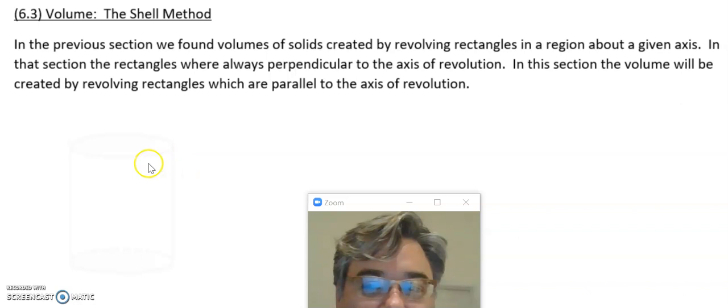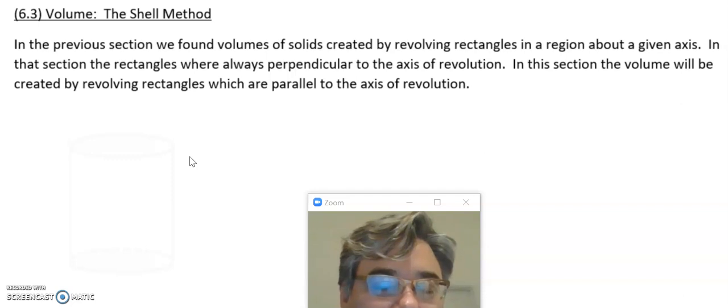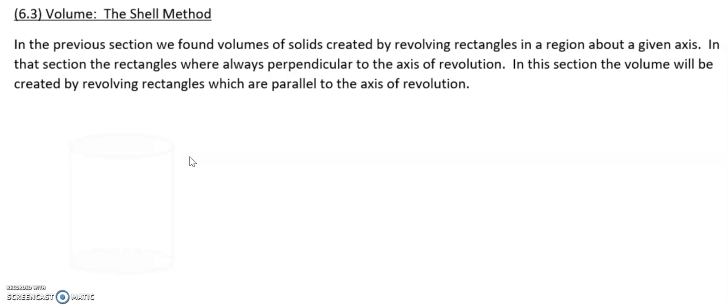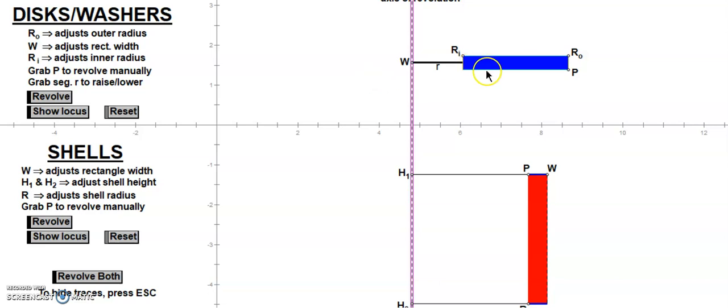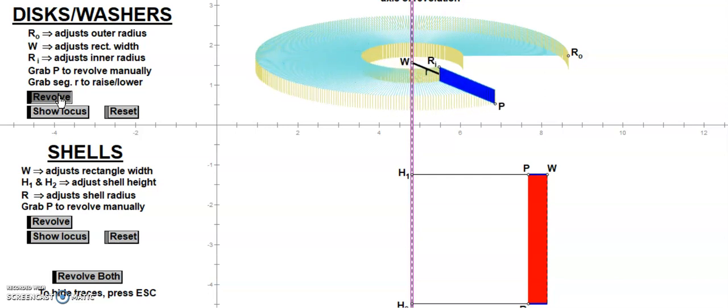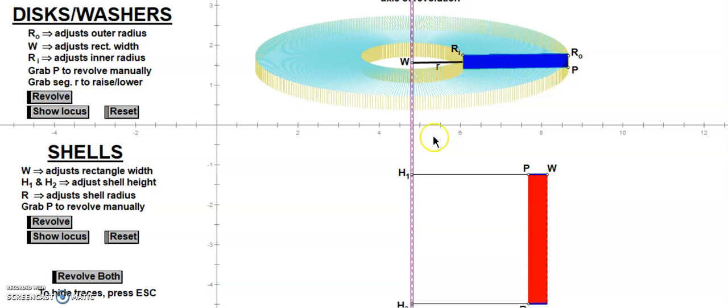The shell method is another way of finding a volume of revolution other than using the disk or washer method. What is the main difference? Well, if we look at the washer method or the disk method, remember that when we revolve our rectangles, we're sweeping out what looks to be a disk or a washer created by revolving this rectangle that's perpendicular to your axis of revolution.